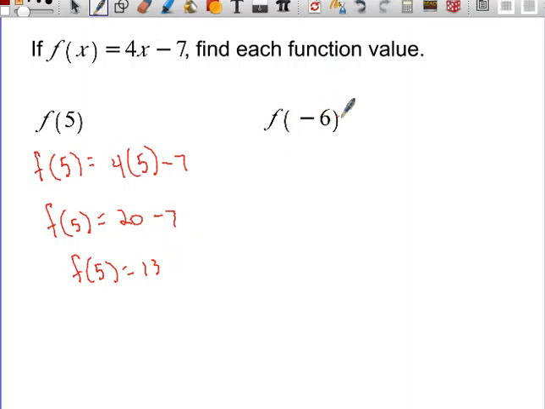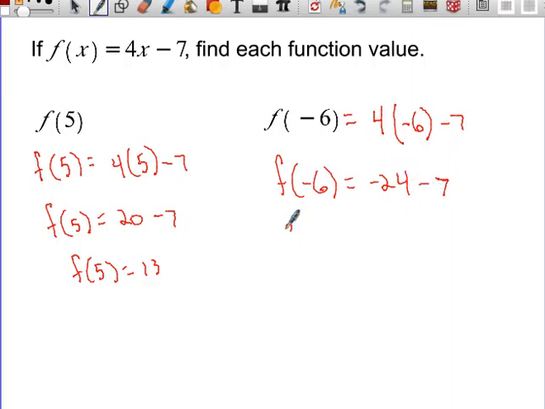All right, what happens here? F of negative 6 equals 4 times negative 6, minus 7. Okay, so f of negative 6 equals negative 24 minus 7. F of negative 6 equals what? Negative 31. Negative 31. Okay?